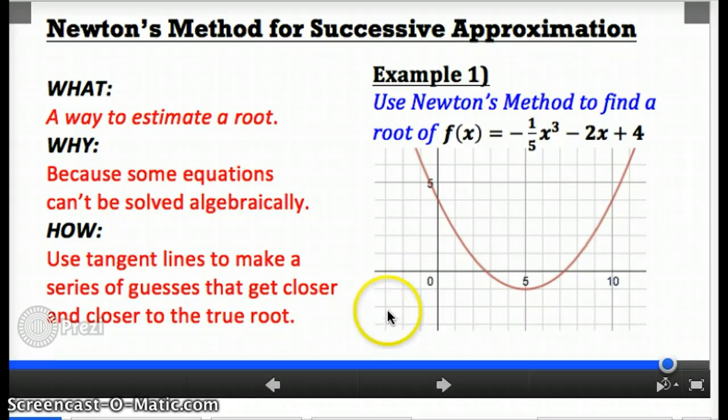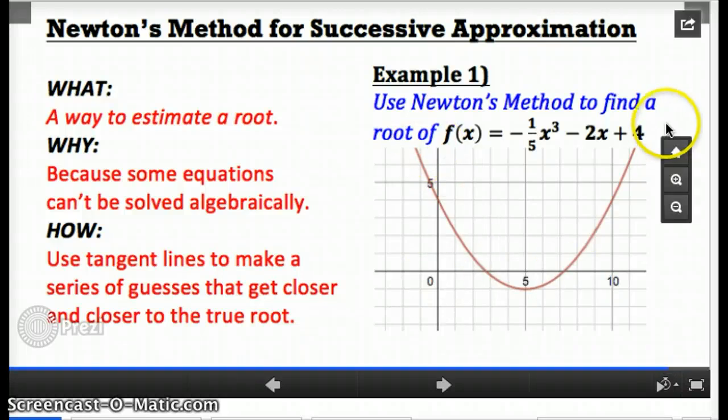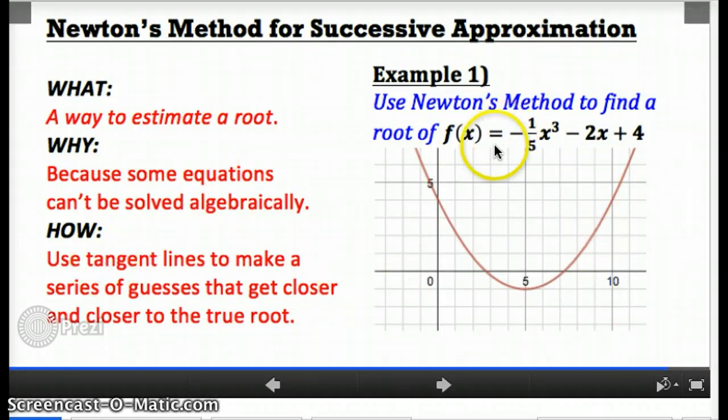But before we start, remember that Newton didn't have technology. So what was truly brilliant about his method is that you had to really believe in what was going on, because he could guess that we were getting closer and closer, but he couldn't actually see it the way that you're going to see it happen when I show you the graph. Example 1 says use Newton's method to find a root, and then it gives us a cubic function.